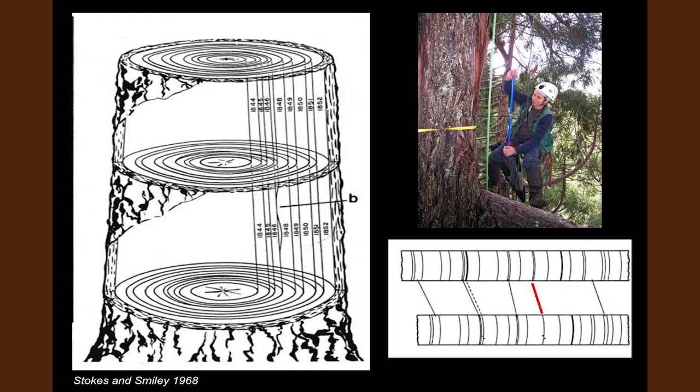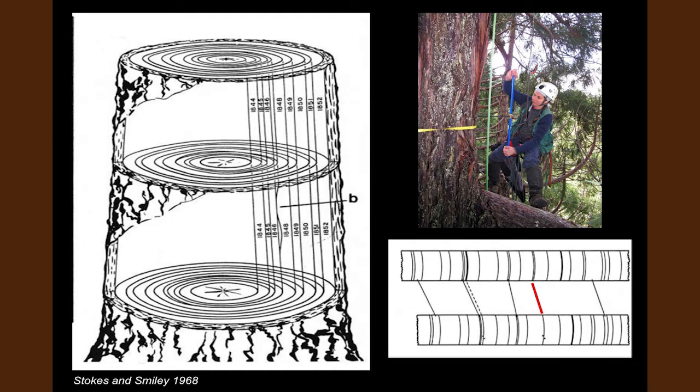It's important to cross-date because we could have missing or locally absent rings. We have an image here of Marie taking a core sample. We do this with an increment borer, an auger-like instrument which is screwed into the tree, and out comes a tree core. It's about the width of a pencil and could be 24 to 36 inches long.